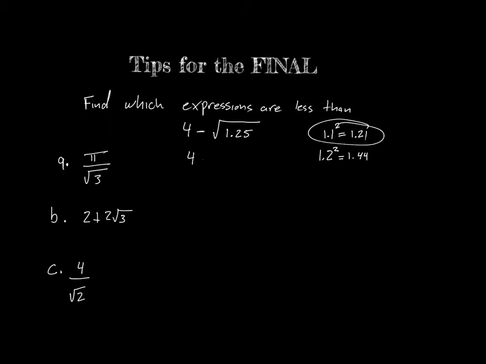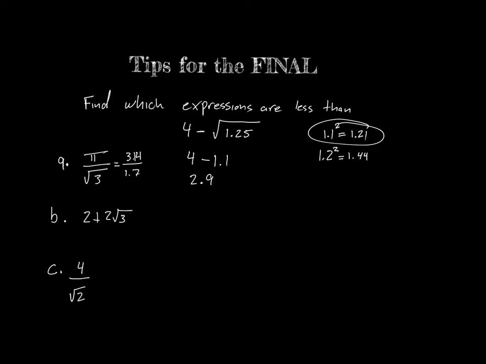So 4 minus 1.1 will give us 2.9. Now we're looking for which numbers are less than 2.9. But we can actually use pi as 3.14. And then if you estimate the square root of 3, you get somewhere around 1.7.